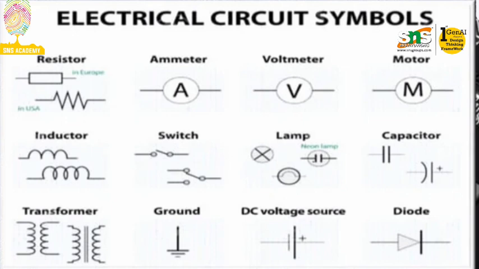The example is a TV remote. On the back side you will put one cell, right? Only one cell. The topmost is considered as the positive terminal and the bottommost is considered as the negative terminal.